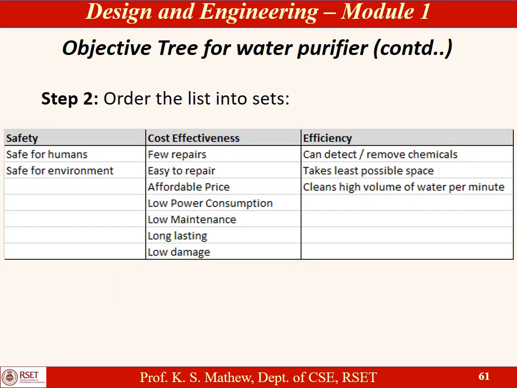Step 2, order the list into sets of higher priority and lower priority. Safety: safe for humans, safe for environment. Cost effectiveness: few repairs, easy to repair, affordable price, low power consumption, low maintenance, long lasting and low damage. Efficiency: can detect and remove chemicals, take least possible space, cleans high volume of water per minute.